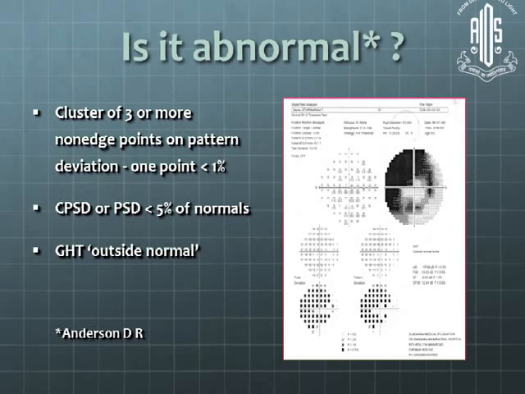Once you've done a field test, by statistical criteria, you want to decide whether the field test is abnormal. In the Humphrey printout, you should have a cluster of 3 or more non-edge points on pattern deviation, and at least 1 point at the less than 1% significance level in the pattern deviation plot. This field is very obviously abnormal. You also have a PSD or CPSD that occurs in less than 5% of normals, and of course the glaucoma hemifield test should be outside normal. These are the criteria we follow worldwide, called Anderson's criteria for abnormality.